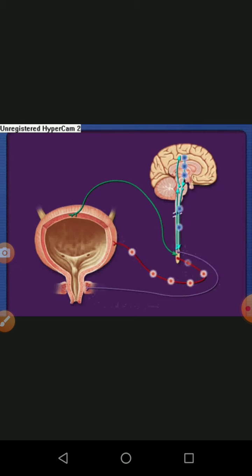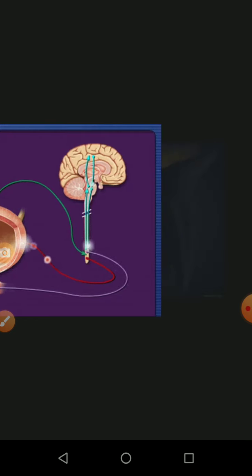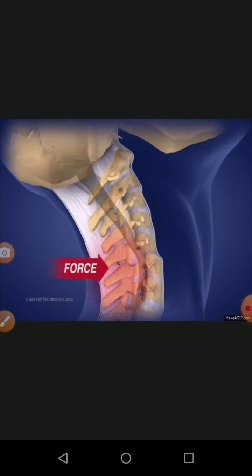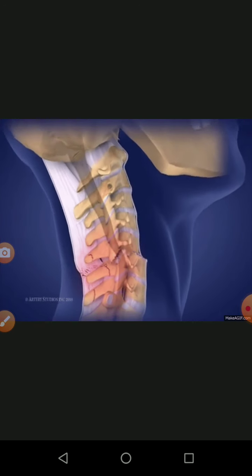The spinal cord passes on the information through the motor neuron to the various parts of the body. Depending upon the signal which is received from the motor neuron, our sensory organ does some kind of work. And next, one of the things is the cerebrospinal fluid.